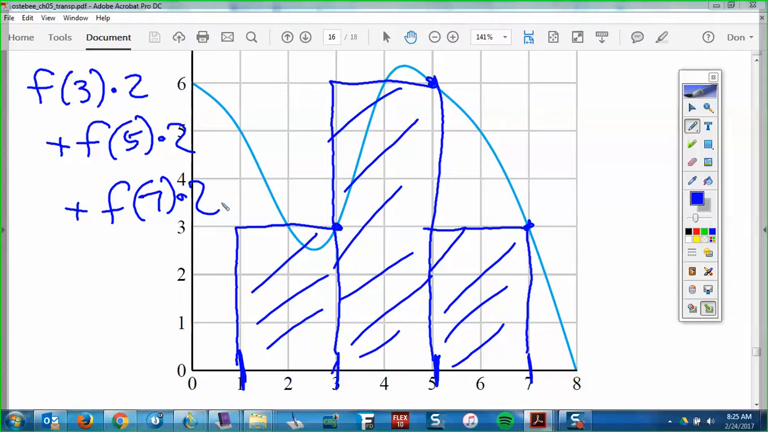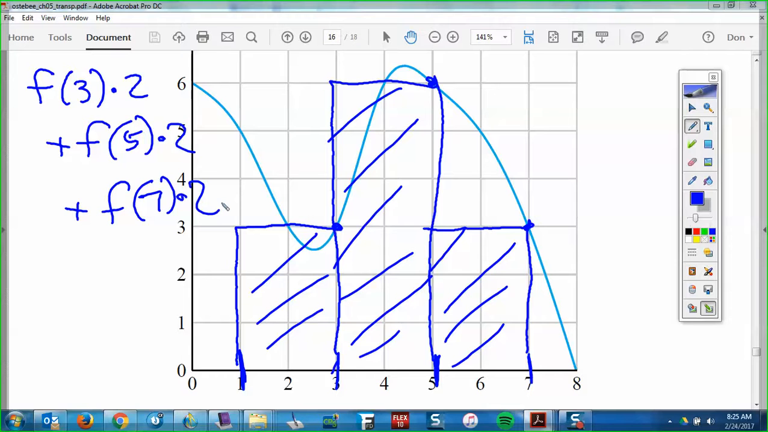I always say that. I always say, where's my first left edge? If I was doing lefts, my first left edge is at 1. And then 3, and then 5, right? And I won't go all the way to 7 because that's not a left edge. Where's my first right edge? Well, if I'm starting at 1, my first right edge is 3, right? Because the width is 2, right?